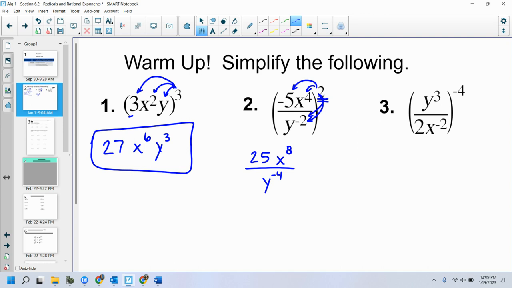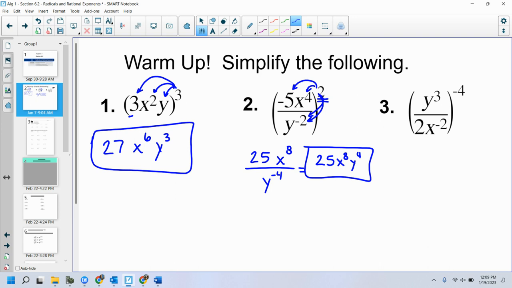Now, can I leave that answer? No. There's something that's not happy. What's not happy? The y down there in the bottom. We got to make it positive. So it's 25x to the 8th, y to the 4th. And now, do I need to put anything on the bottom? What could I put on the bottom? A 1, right? But I don't need that. There's my answer.